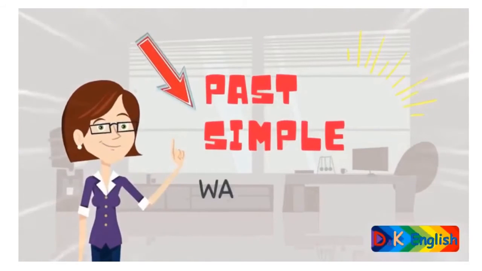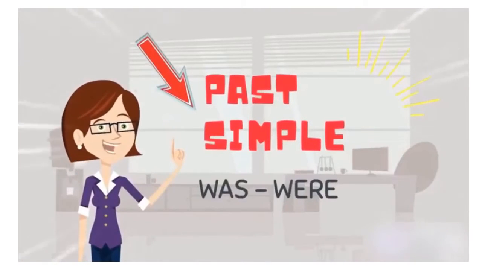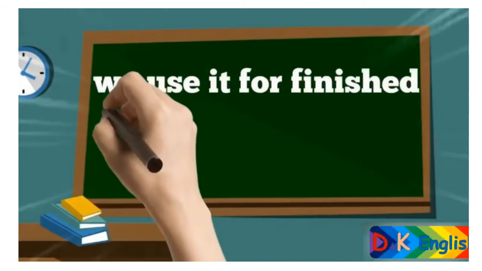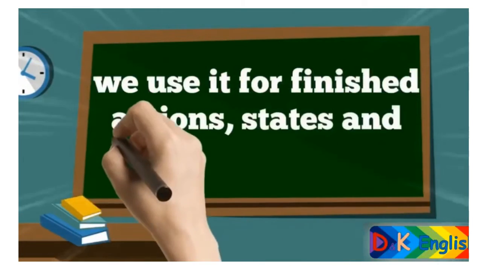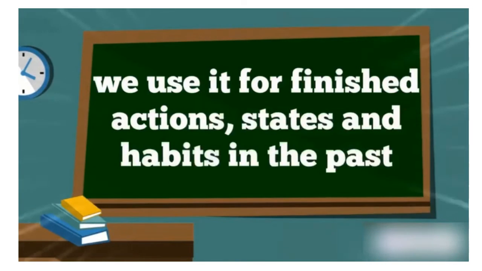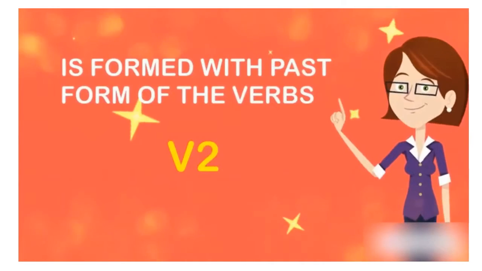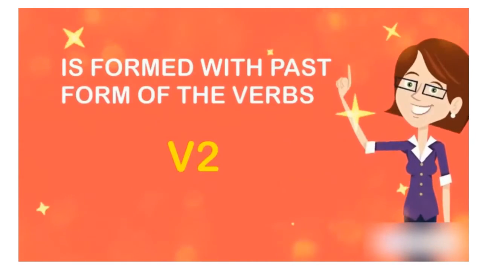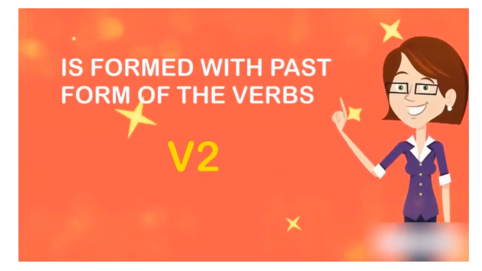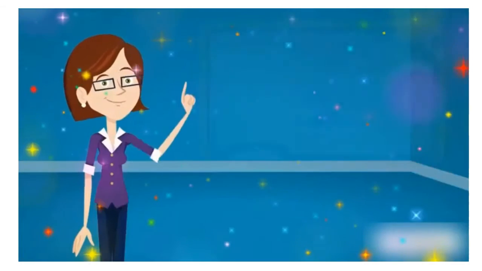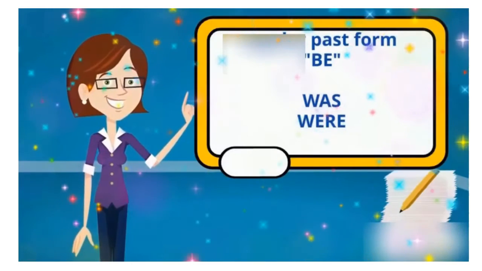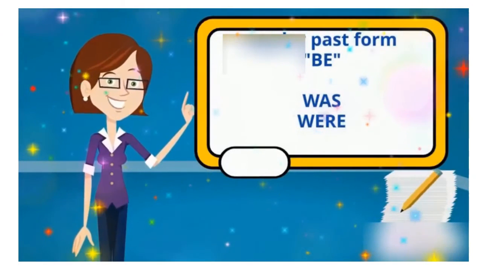In this video, we will go over the past simple. Let's start. As you know, we use the past simple for finished actions, states, and habits in the past. In order to make the past simple, we use the past form of the verbs, which is verb to be. Here, let's go over the past form of be, which is was and were.